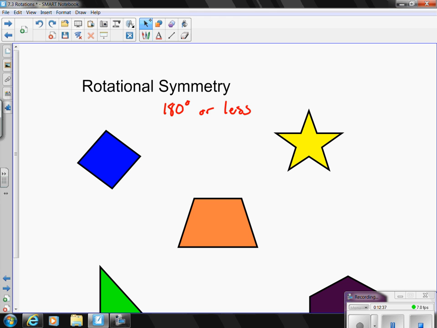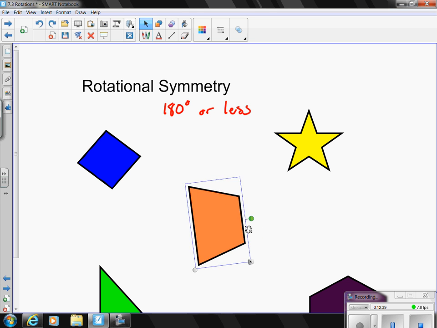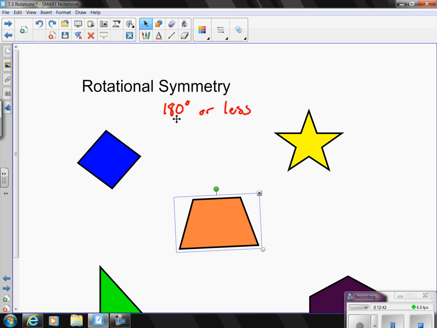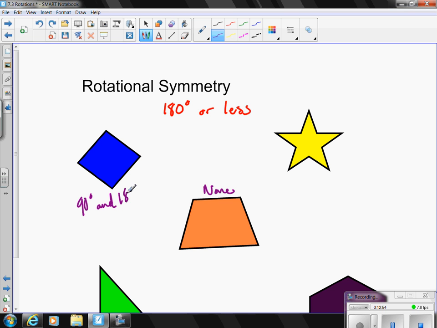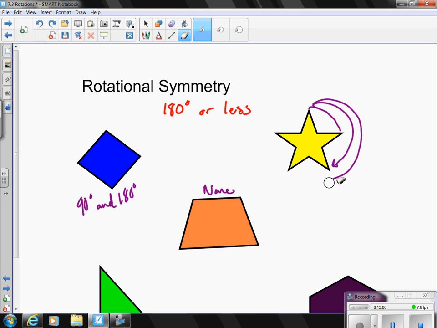So for example, this one, I'd have to spin it all the way around. That's 360 degrees. Well, that's more than 180. So this has no rotational symmetry, where this has 90 degree and 180. This one, you could spin it here, here, and can I spin it to this one? And the answer is no on this last one, because that is over 180 degrees. So this one still only has two things of rotational symmetry.